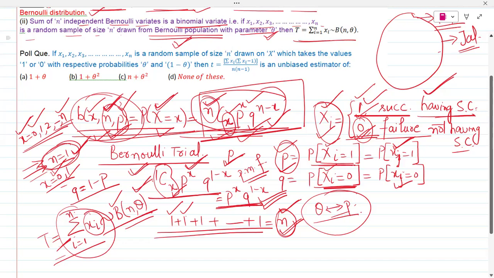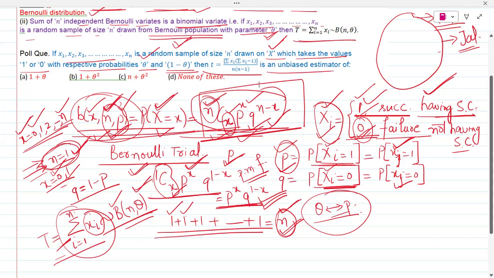Now, we have a random sample of size n drawn on X, meaning drawn from a population which takes the value 1 or 0 with respective probabilities theta and 1 minus theta. So here theta is the probability of success, 1 minus theta the probability of failure. Then this estimator, obviously it is a function of sample observations. It is an unbiased estimator of which of the given parameters.